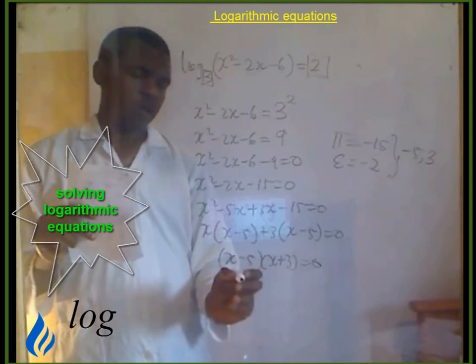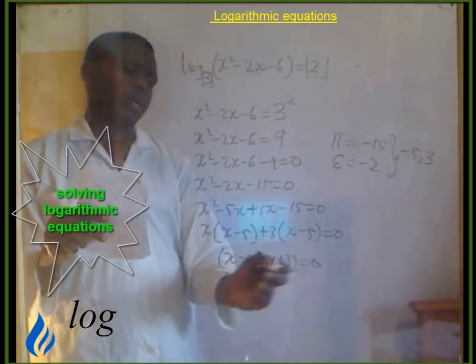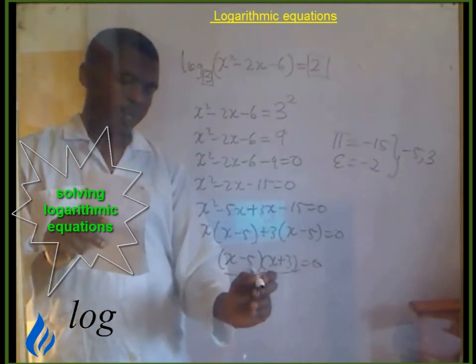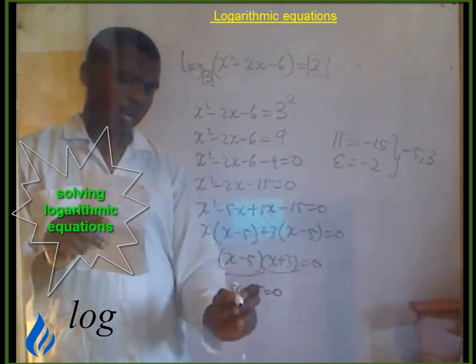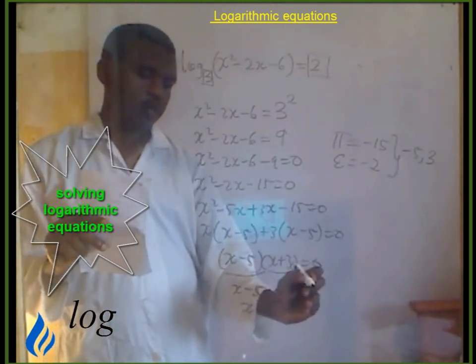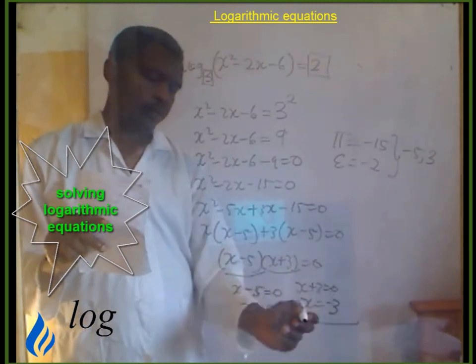So now, these two numbers are multiplied to give us 0. It means that one of them should be equal to 0. So I say x minus 5 is equal to 0. So I have x is equal to 5, or it could be x plus 3 that is equal to 0. I have x equals minus 3.